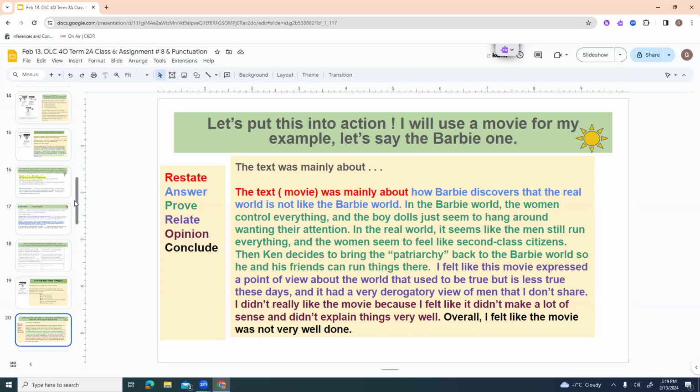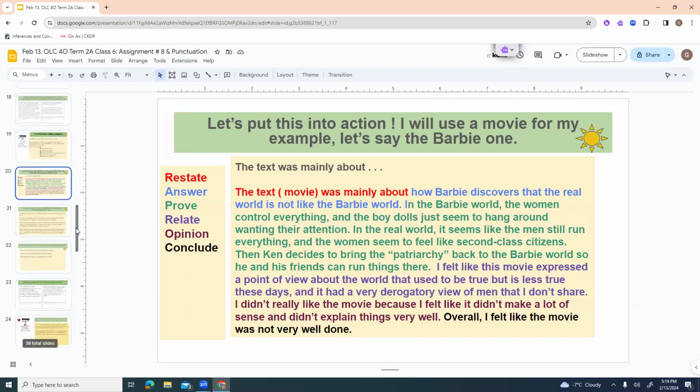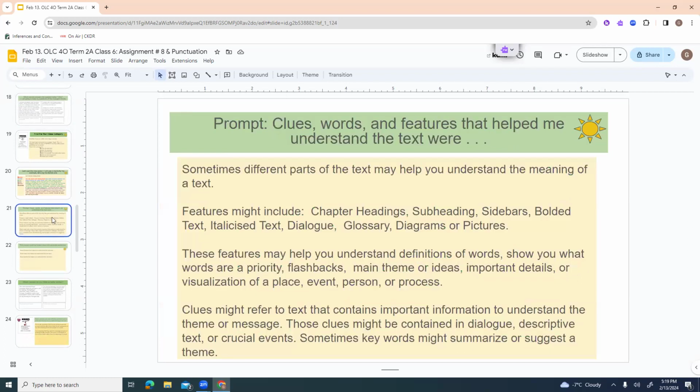And I apologize in advance if you loved the Barbie movie. It was not my favorite. But that's an example of how I can write long. You don't have to write it as long as this, but you do need to find ways to make sure it's not a one sentence answer and that you're not just saying the same thing over and over again.